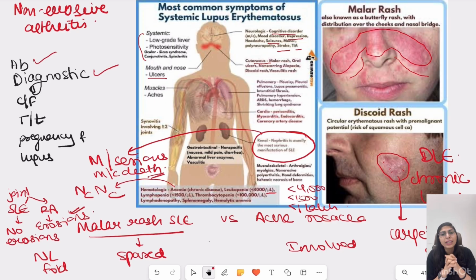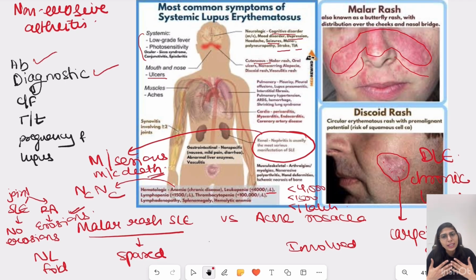When we are coming down to the joints, at least 2 joints should be involved. There should be a synovitis, so there should be joint inflammation. Inflammation is seen as pain and swelling in the joints. And the arthritis in SLE is a non-erosive arthritis as compared to rheumatoid arthritis, which is an erosive one. So you look at the joint X-ray. If you find erosions, this is not SLE. If you do not find erosions, and you have other features, this can be SLE.